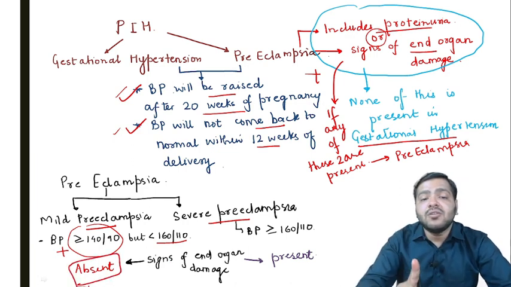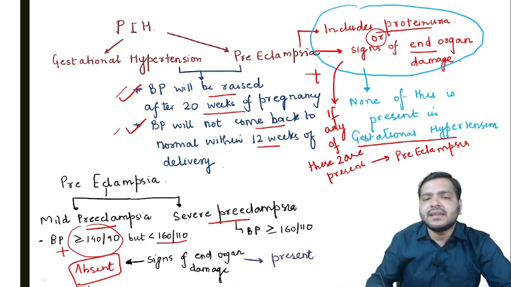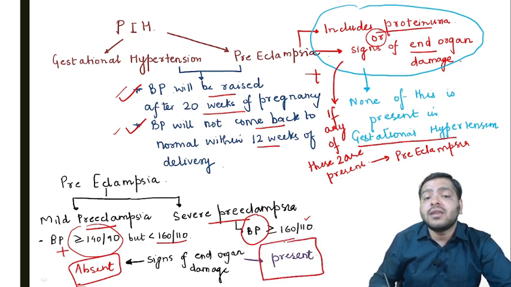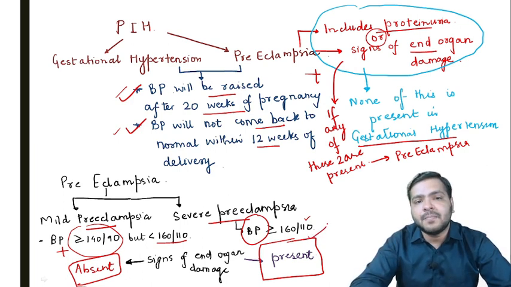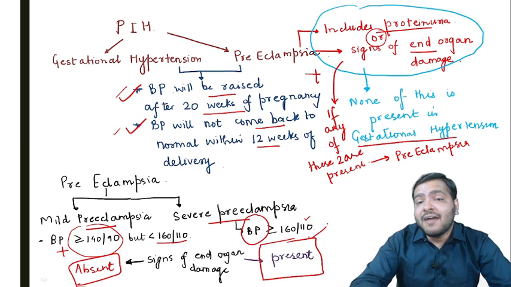The signs of end organ damage should be absent in mild preeclampsia, whereas when we compare it with severe preeclampsia, remember students, the blood pressure should be more than or equal to 160 by 110, and signs of end organ damage are perfectly present in severe preeclampsia. So now we have talked about proteinuria or end organ damage.